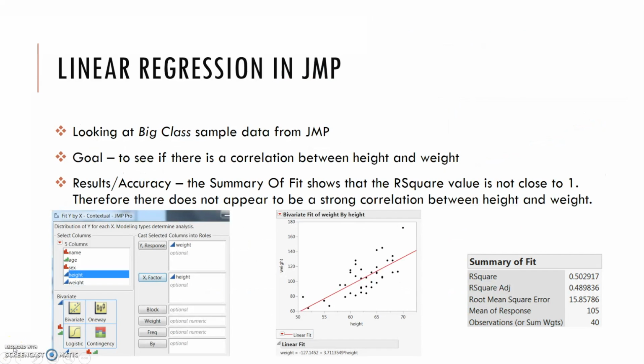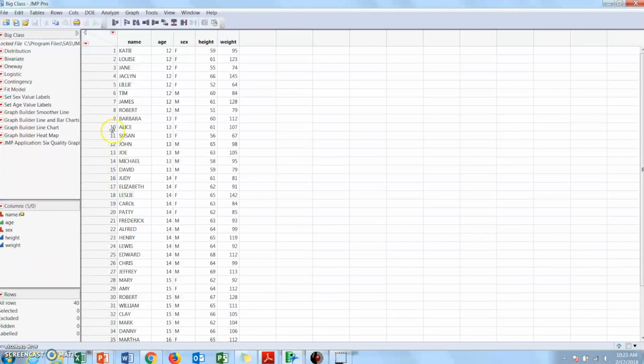Alright, so next we're going to look at linear regression in JMP. Here's just a quick summary of what we'll be doing. We're going to be looking at the Big Class sample data that is provided in JMP, and our goal is to see if there's a correlation between height and weight for the 40 individuals who are listed in this data set. Okay, so here's the data in JMP. There are 40 rows, and the columns include the name of the individual, their age, the sex of the individual, their height, and then their weight.